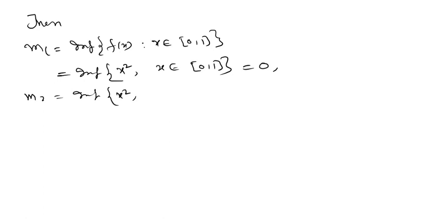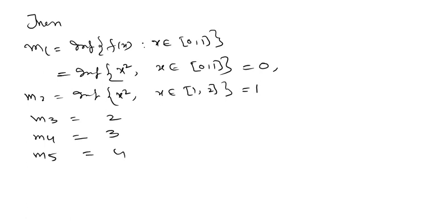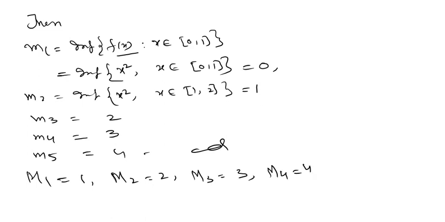And then you can find m2, which is the infimum of x squared over the next interval 1 to 2, that's equal to 1. Similarly, if you find m3 it will be 2, m4 will be 3 and m5 will be 4. And let's find capital M1. That's the supremum of f(x) over the interval 0 to 1, which is equal to 1. You can easily verify this. M2 is 2, M3 is 3, M4 is 4, and M5 is 5.